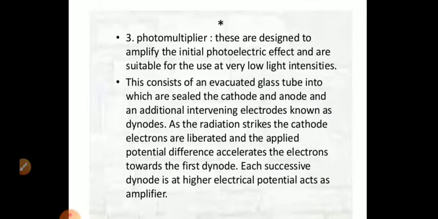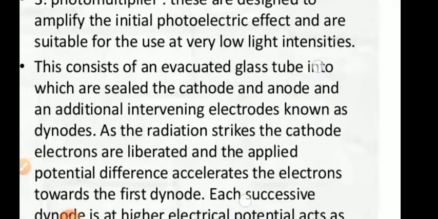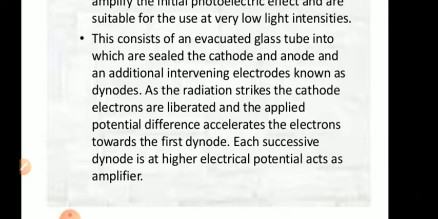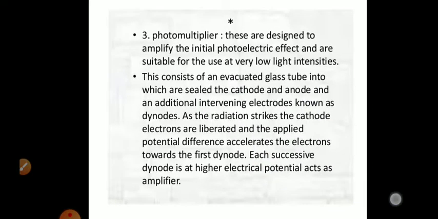As the electron first strikes the cathode, it is excited and then a potential difference applied accelerates the electron towards the first dynode where it is amplified, then to the second dynode where a higher potential difference is applied, and it again amplifies the electrons, and by the time the excited electrons reach the anode, it is greatly amplified.